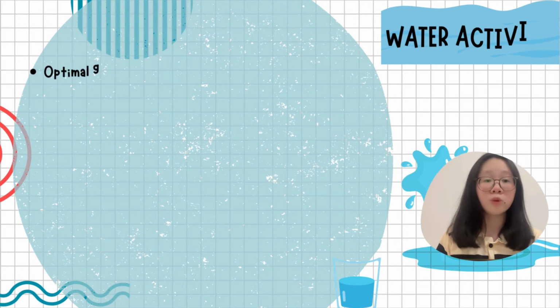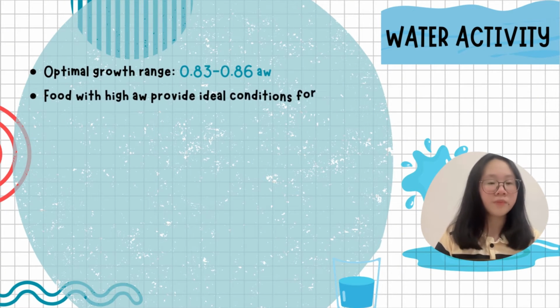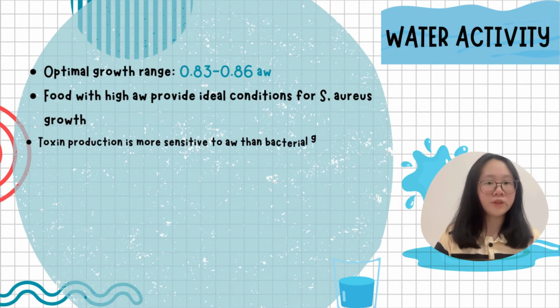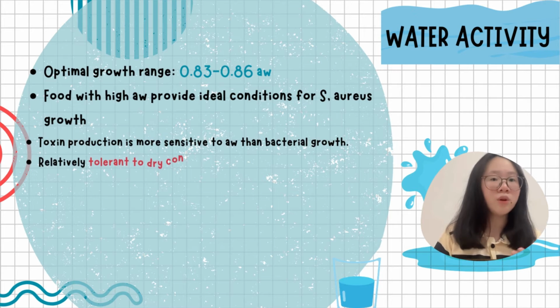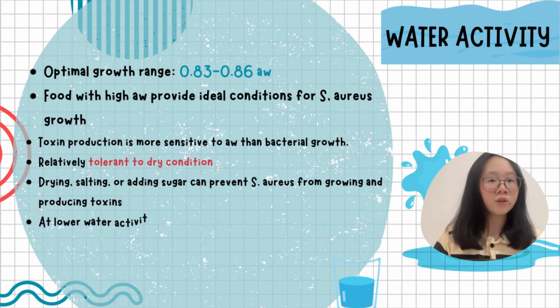Firstly, I would like to talk about the water activity. The optimum range is about 0.83 to 0.86. Higher water activity provides an ideal condition for the growth of S. aureus. However, toxin production is more sensitive to water activity than bacterial growth. Even if the bacterial growth is at lower water activity, toxin production may increase.